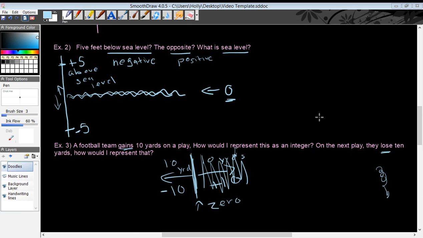The last thing I want to mention is that when you see negatives, a lot of times it's going to be about money. So it's important today to focus on some of the vocabulary involved with money. We're going to talk specifically about that vocabulary when we start our guided practice.